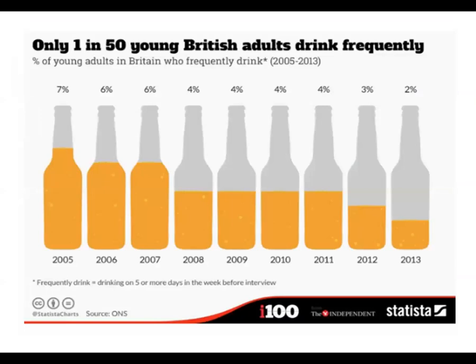If we look here, again, some interesting data: only 1 in 50 young British adults drink frequently. In 2005, 7% of young British adults were considered frequent drinkers, and frequent drinking equates to drinking on 5 or more days in the week before interview. So if you were a frequent drinker, you're drinking 5 or more times during the week. Whereas in 2013, it went from 7% in 2005 down to 2% in 2013. So we are seeing gradual changes in behaviour of how much individuals drink in the UK.